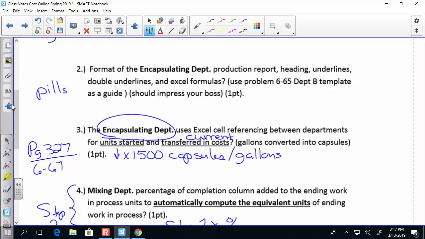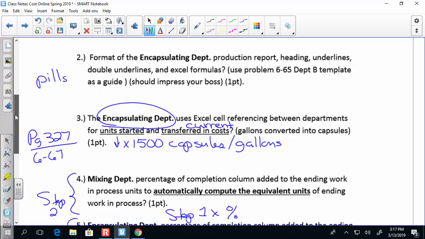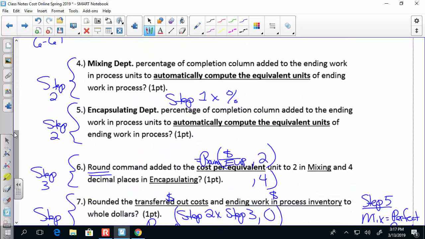So your departments, one will be in gallons, the units will be in gallons, the encapsulating will be in number of pills. So in the mixing, make sure, and the encapsulating, make sure in step 2 that you add a percentage column, because I want a formula taking the percent times step 1's number to get the equivalent number.